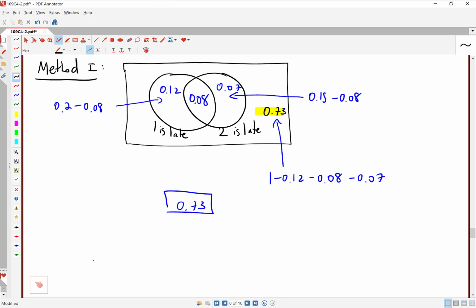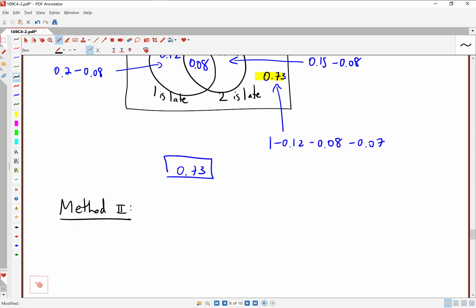Method 2 will do essentially the same thing, but with algebra. So we're not going to draw a picture this time. So suppose we use the inclusion-exclusion principle. Instead of saying probability of E union F, we're going to actually write out what the events E and F are in this problem. So E is the event that supplier 1 is late, and we're talking probability that 1 is late or 2 is late. That's what the inclusion-exclusion principle helps us calculate.